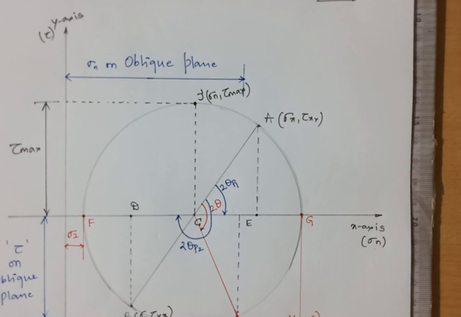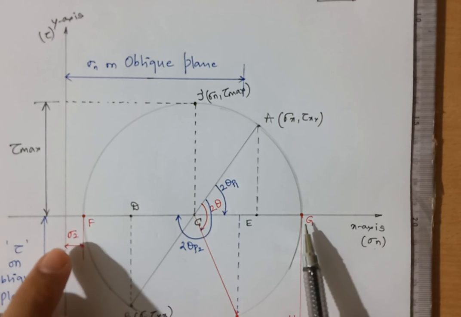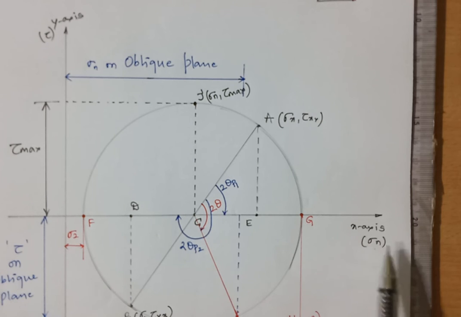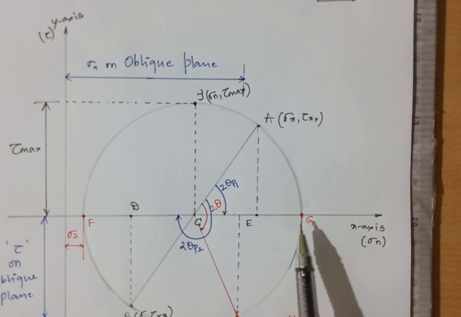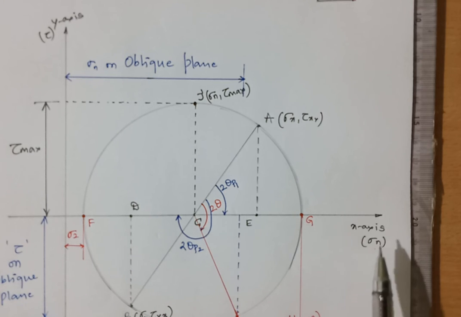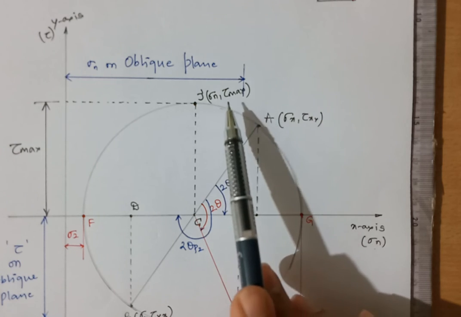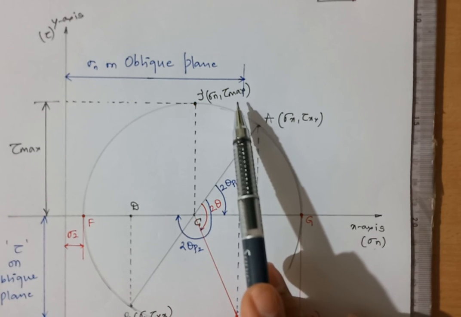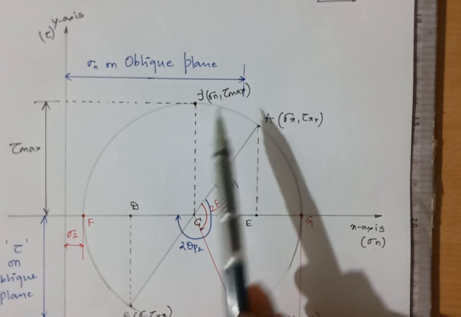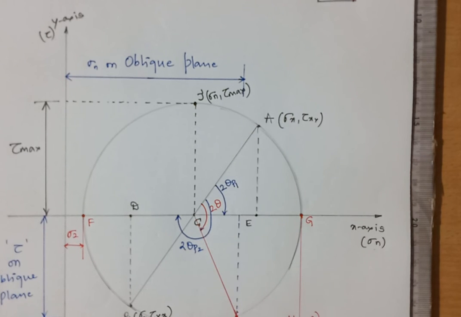And always remember, on principal planes, normal stress will be there and shear stress will be 0. Please note my words. On principal planes, that is G and F, normal stress will always be there and shear stress will be 0. But on a plane on which shear stress is maximum, normal stress will not be 0. There will be some value of normal stress.